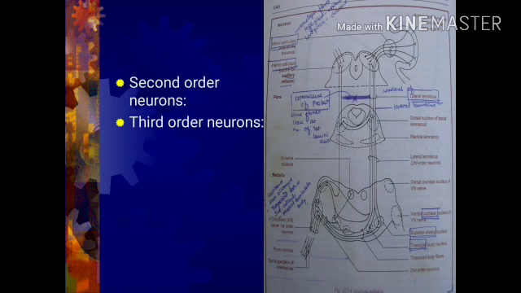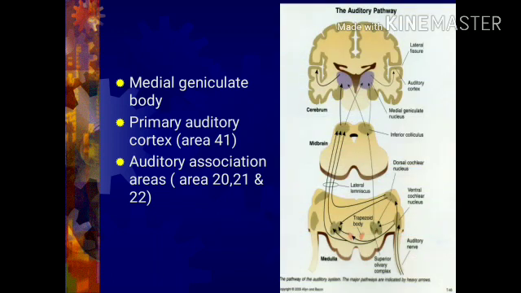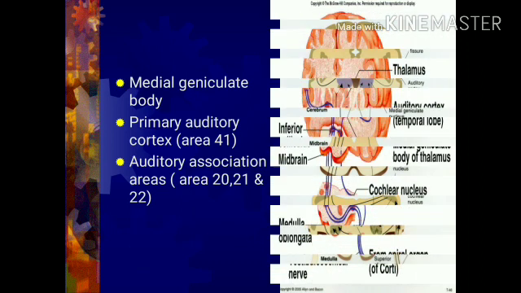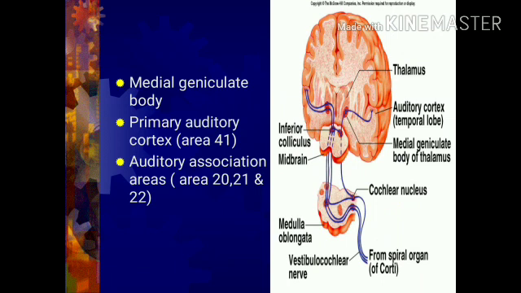From these nuclei, second order neurons start and pass to the opposite side to the superior olive and trapezoid body. Fibers pass to the inferior colliculi, which is the center for auditory reflexes. From the inferior colliculi, fibers pass to the medial geniculate body, and from there through the auditory radiation to the primary auditory cortex, that is area number 41, and the auditory association areas, area numbers 20, 21 and 22. You can see here this is the auditory pathway.